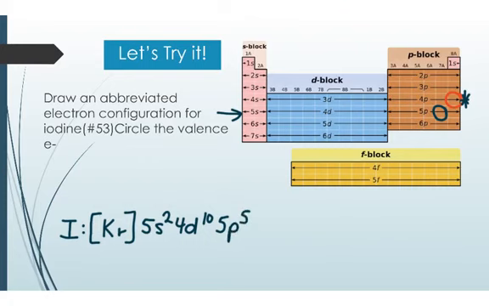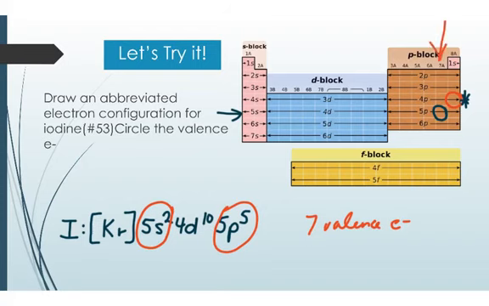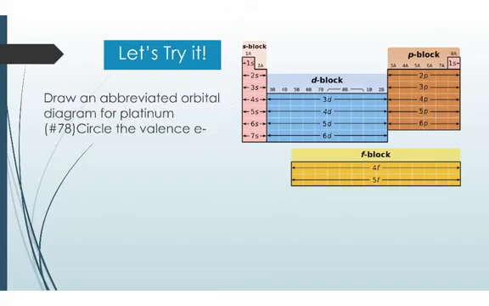Let's circle the valence electrons. The highest number here is a 5. And I see it twice. I see it here, and I see it here, for a total of 7 valence electrons, which makes sense because iodine is in the 7th column.